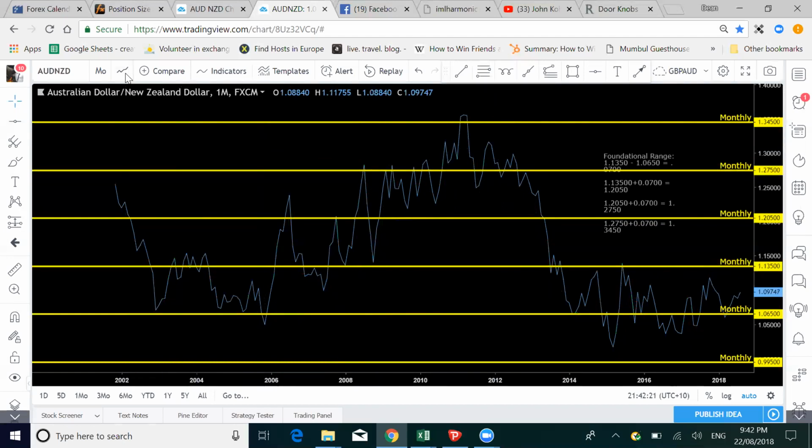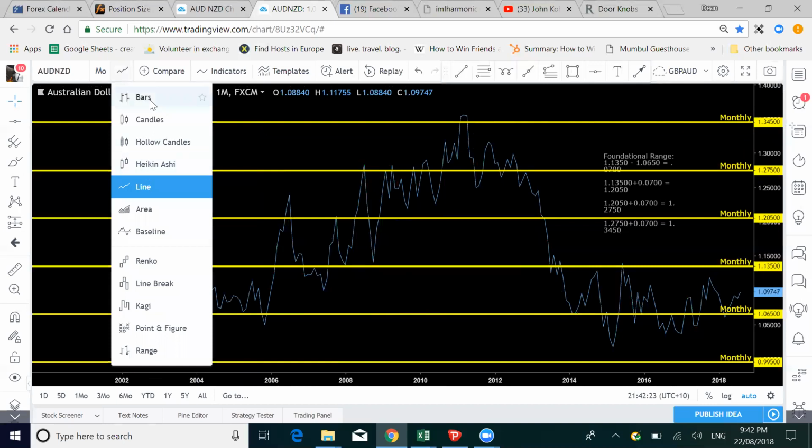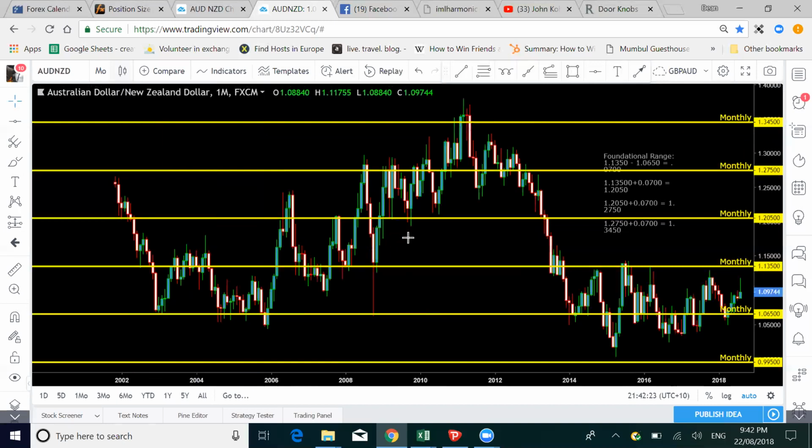Let's run with that. All right, so the next thing we do is we've put in all our monthlies. Now, our weekly support and resistance line, we actually just take the distance between each of the monthlies and we divide it in half. Okay, so we now want to run a line halfway between each of our foundational lines. All right, and these are what we call our weekly support and resistance lines.